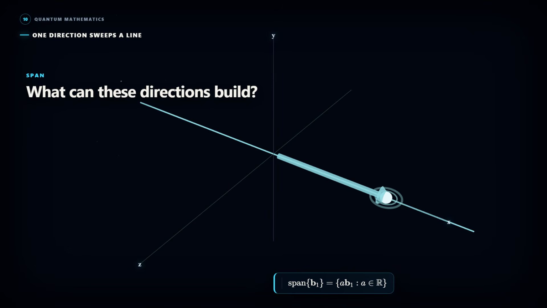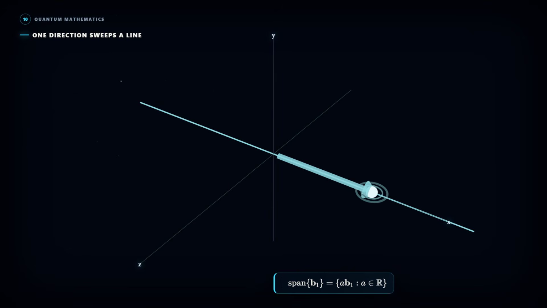What does one available direction create? Scale B1 by every real number. Its endpoint can move forward, backward, or return to 0, but it never leaves one straight line through the origin. We say that B1 spans that line. Its span is the set of every scalar multiple of B1, and the line has dimension 1.